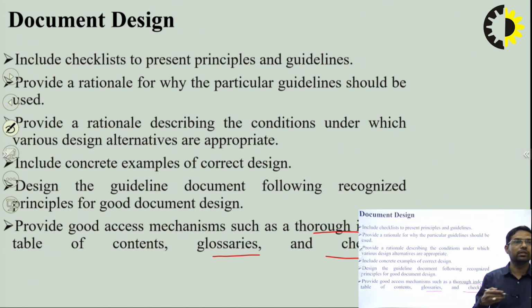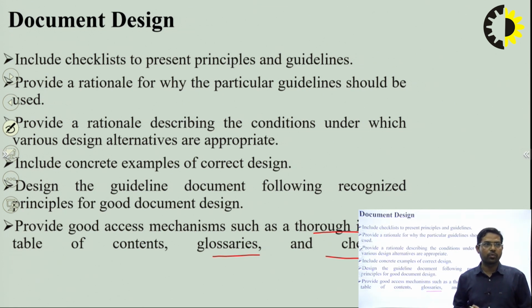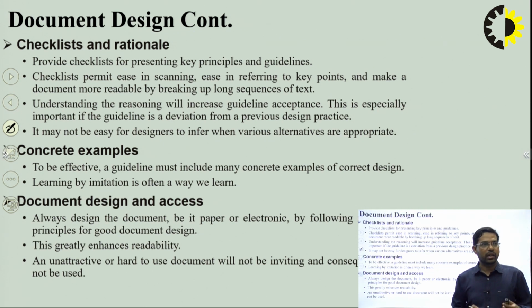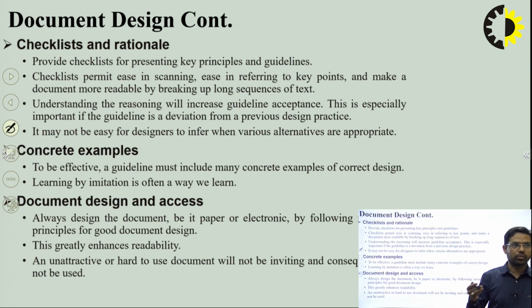So basically, that is the design process of your conceptual model. What is included in this document design? Checklist and rationale means providing a checklist for presenting key principles and guidelines. A checklist permits easy scanning, easy referring to the key points, and makes a document more reliable, breaking up the long sequence of text.